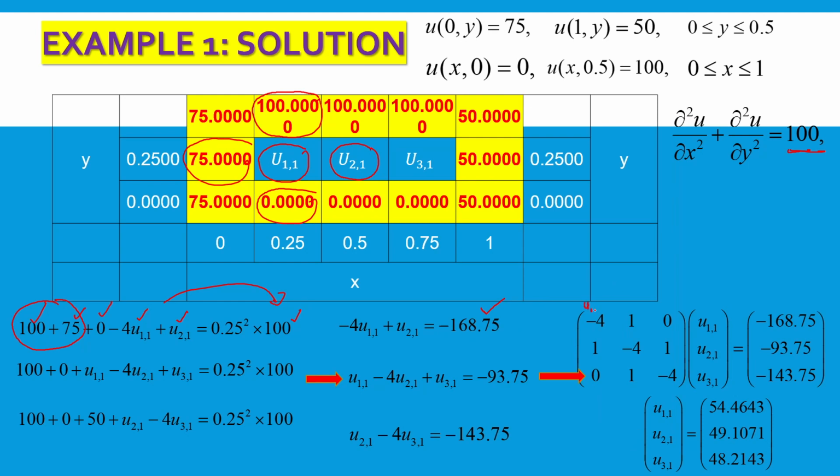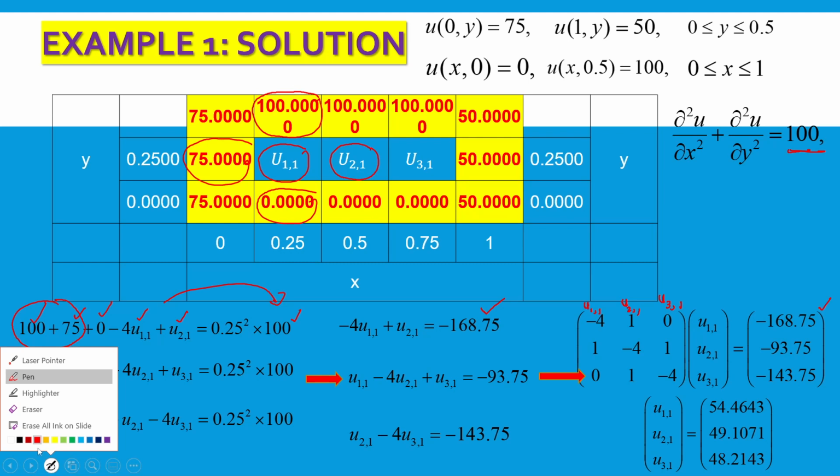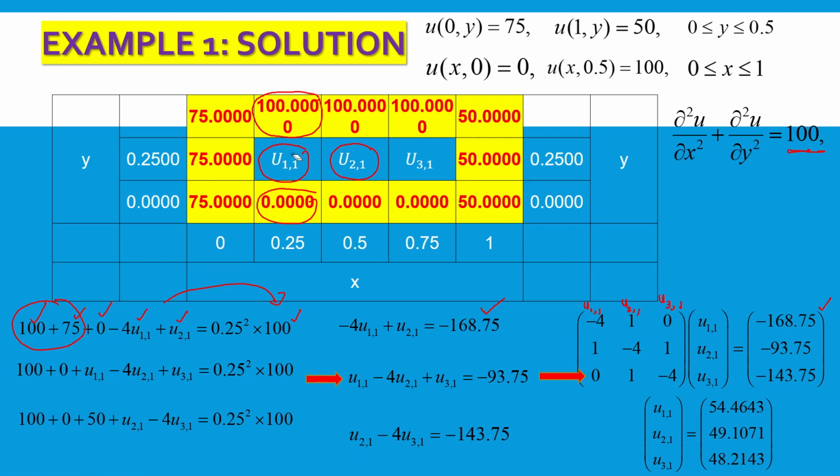So you put it into the matrix form. This is U11, the second column U21, this is U31. So negative 4 U11 plus 1 times U21. We don't have U31, so it's 0, equal to negative 168.75. Later on, we move the molecule one column to the right.